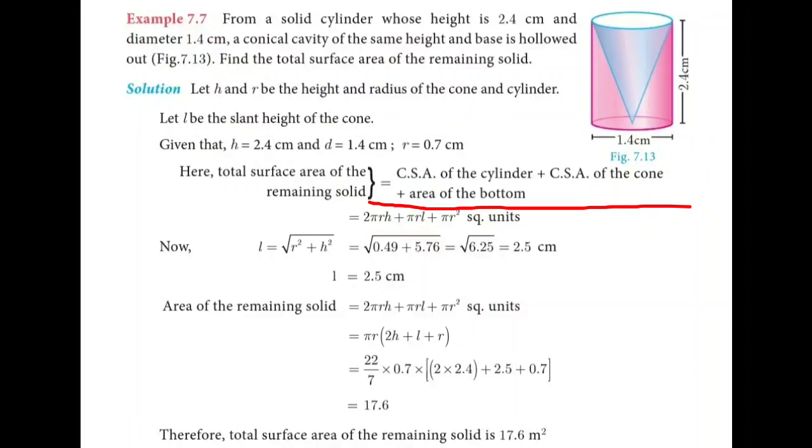Then CSA of the cylinder is 2πrh plus CSA of the cone πrl. Then area of the bottom, that means area of the circle, πr squared. Then total surface area of the remaining solid is equal to 2πrh plus πrl plus πr squared square units.